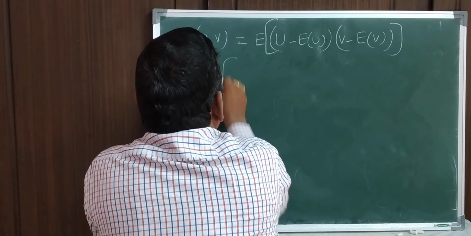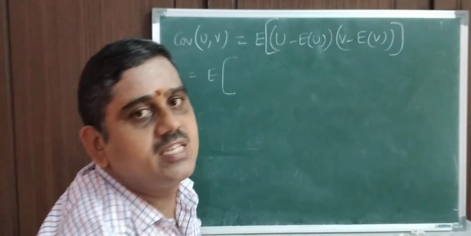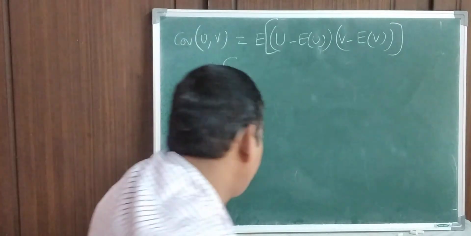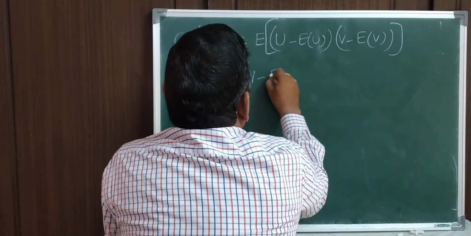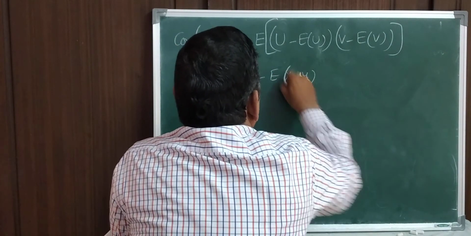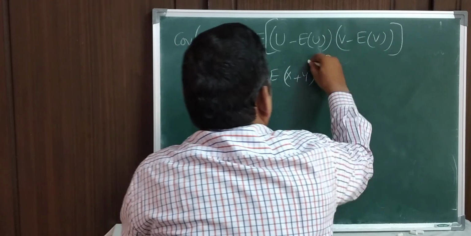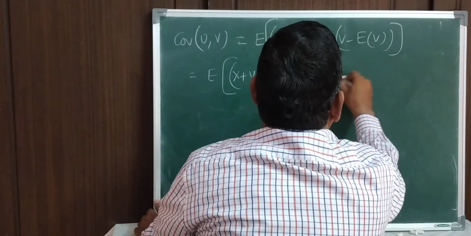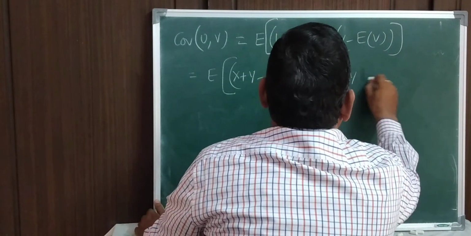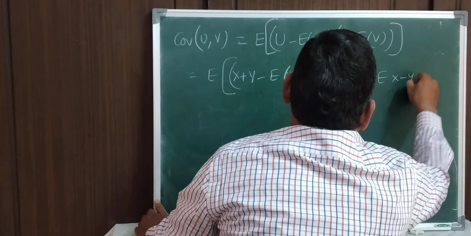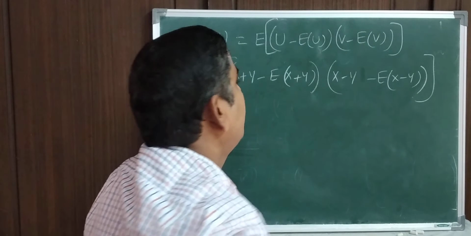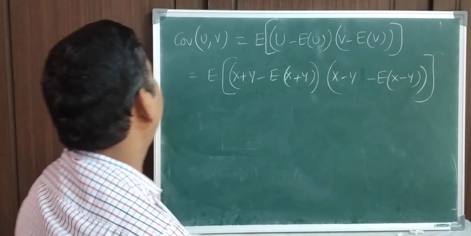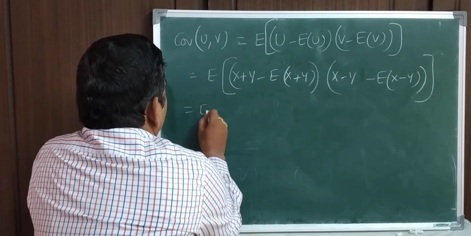Now you substitute u is x plus y, v is x minus y. Substitute the values: x plus y minus expectation of x plus y, multiplied by x minus y minus expectation of x minus y. This is what we have to do. You have to do the multiplication and then take expectations.